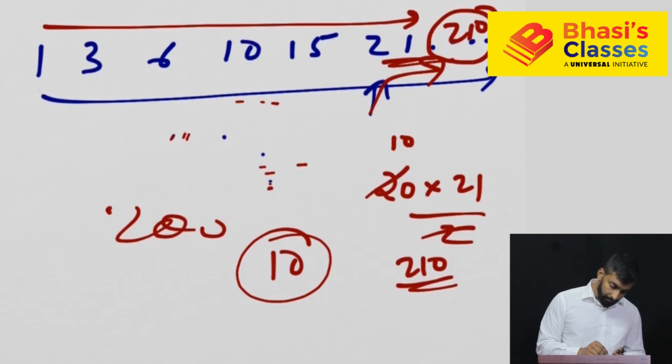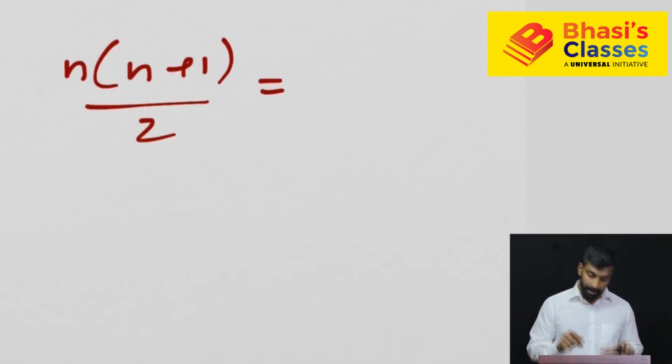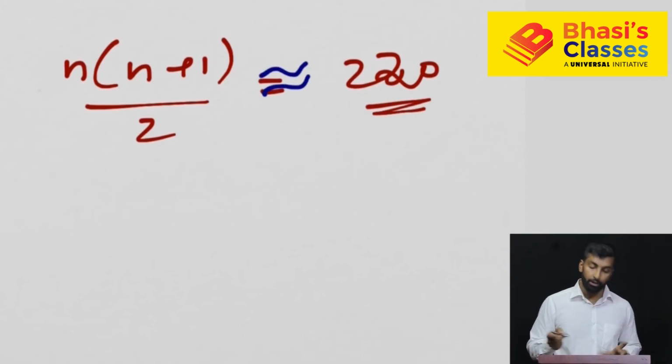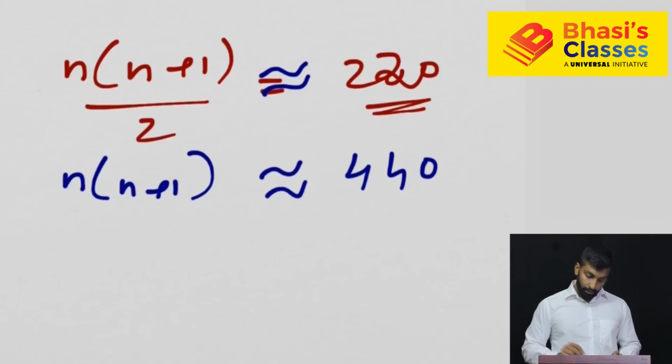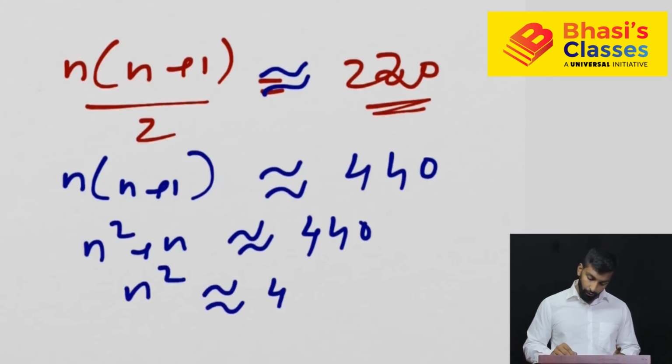Otherwise what I am trying to do is n into n plus 1 by 2, that is what I am trying to find, and I am getting 220, right? I know this is not exact, but it is an approximate value because he added one page extra, so I can mark it as approximately equal to 220. Now that means n into n plus 1 is approximately equal to 440. So n square plus n is approximately 440. Now compared to n square, n is small, so I can approximate again: n square is equal to 440.